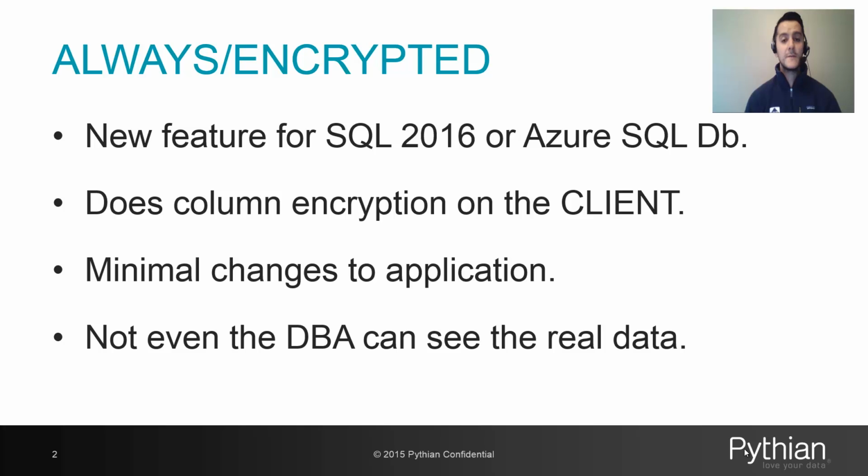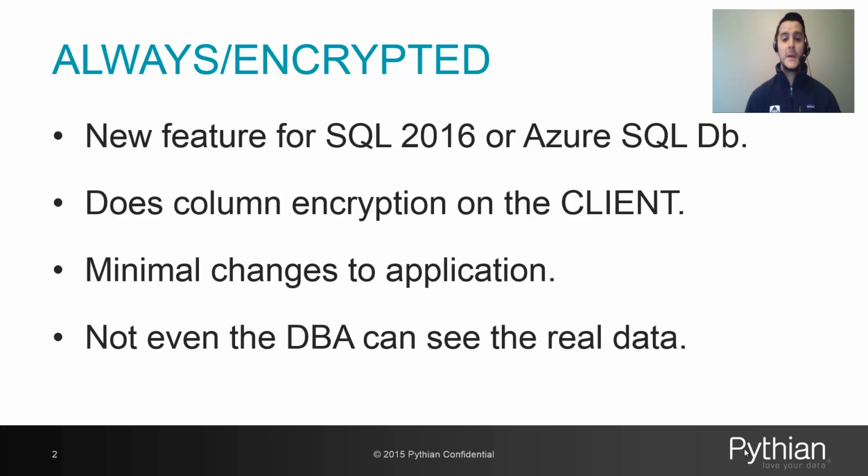We have column level encryption on SQL Server, but it's done on the server side. We also have the full transparent database encryption, but you can actually see the data if you have access to it, for example, for a DBA, and it also happens on the server side. So Always Encrypted is column level encryption, but it happens on the client. Decryption and encryption happen on the client.